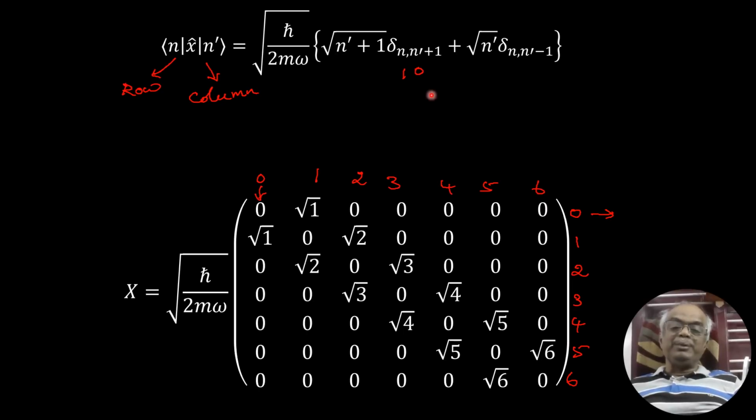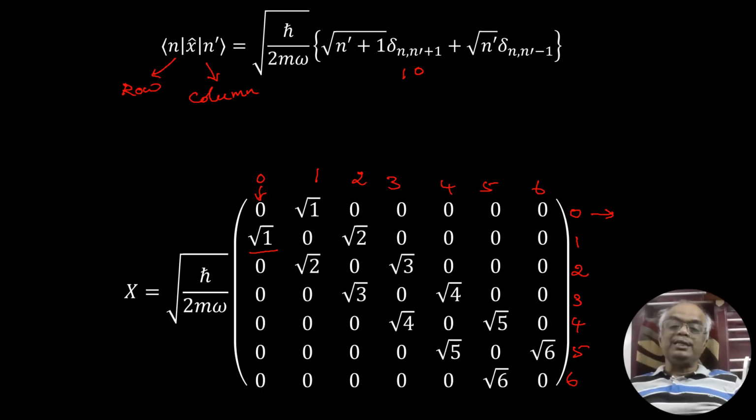And what will happen? This is the first row. Remember that this is the zeroth row. This is the first row and zeroth column. The zeroth column is this one. So for this element, n prime is 0, and 0 plus 1 is 1. So this will be square root of 1.